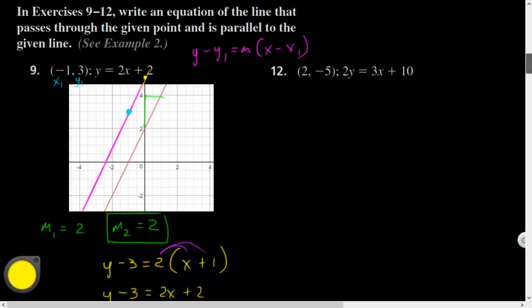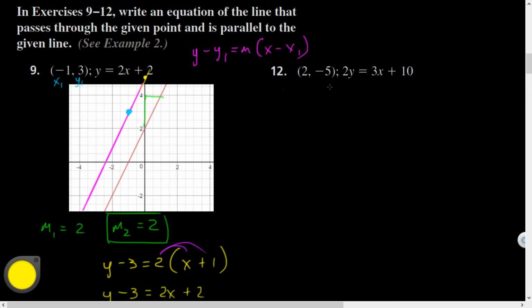If I want the equation of a line that passes through a point parallel to another one, I steal the slope from the first line, and then I plug in the point and the slope into point-slope form. I theoretically could plug it into slope-intercept form, like we've done before, and solve for b. But either way, you get an equation of the line through a point parallel to the other line.